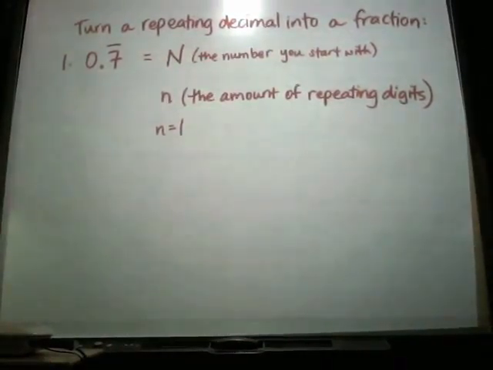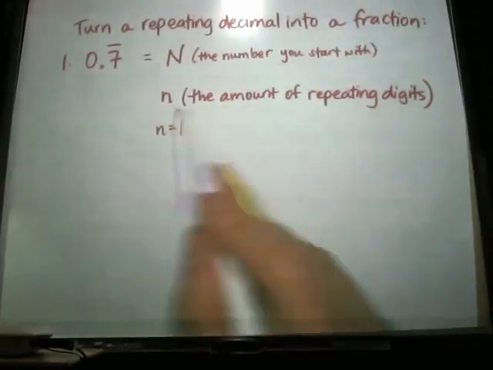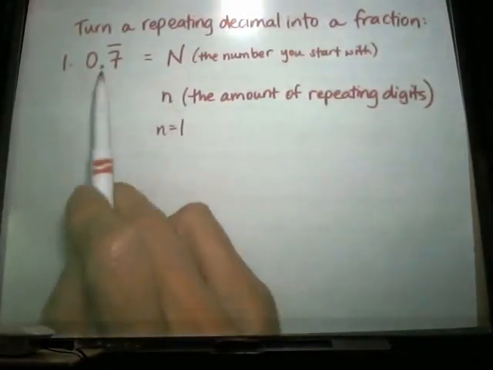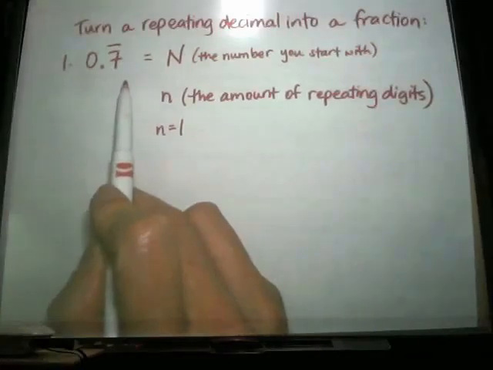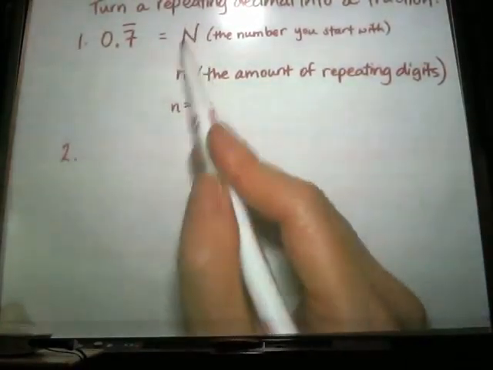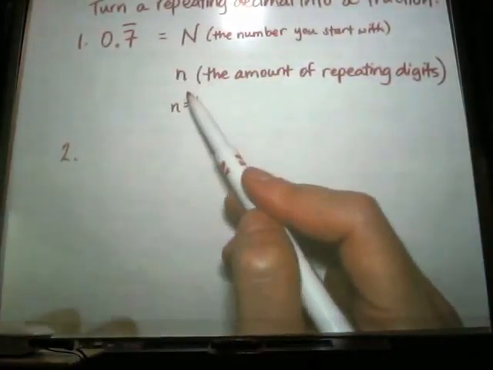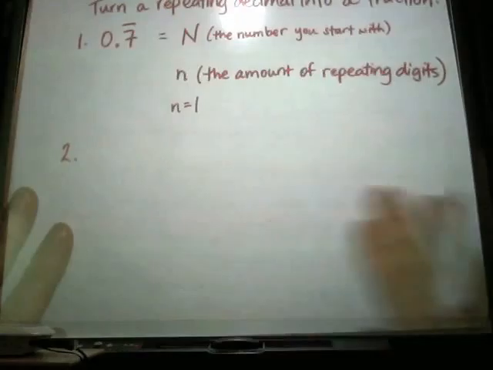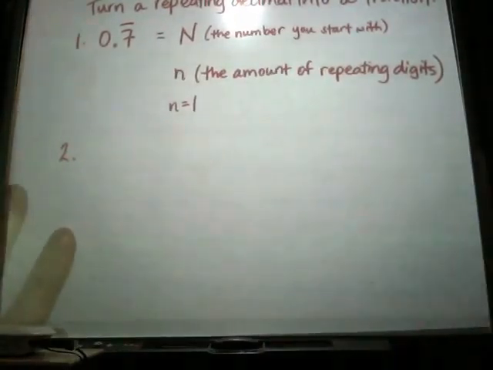Okay, so I'm just kind of showing you on this example, the n is 1. The n is the amount of repeating digits. Everybody's with me that there's only 1, right? The 7 is the only repeating digit. Okay, step 2. Now what I'm going to do on this is I'm going to be using these variables, the big N and the little n, to show what we do, and then to the right side I'll do the work for this particular problem.